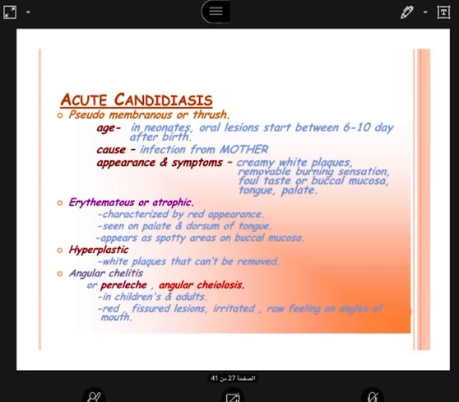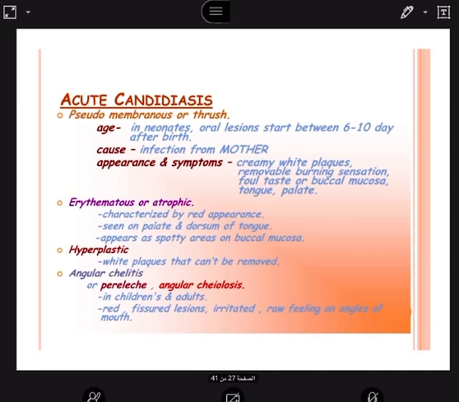So what is acute candidiasis? Under acute candidiasis, we have pseudomembranous thrush or oral thrush. Okay, so you will find it in neonates or newborns. It starts between 6 to 10 days. Cause is directly from the mother itself. Okay, so there is a direct link from the mother to the child. Infection is usually from the mother or the caretaker, whoever is taking care of the child.